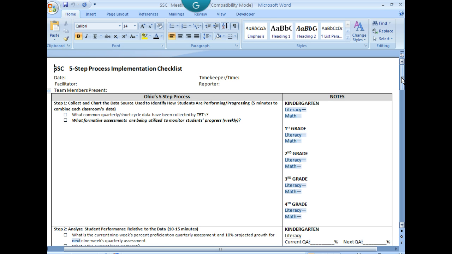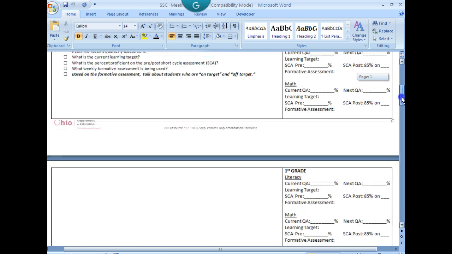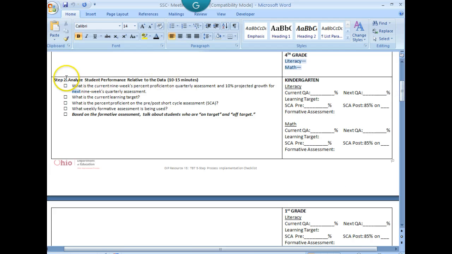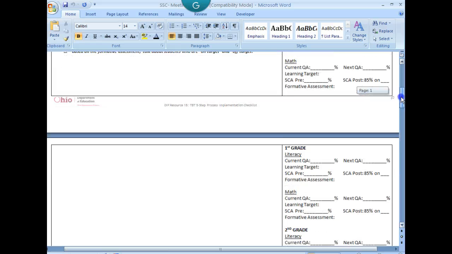Step 1, we have one for each grade level, literacy and math: what data is being collected. Step 2, analyzing the data. Buildings or teachers may be doing a quarterly assessment. They may just be doing a short cycle assessment or formative assessment. Whichever assessment they're doing, buildings need to communicate that.